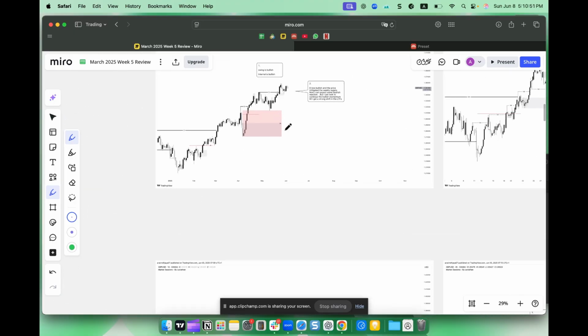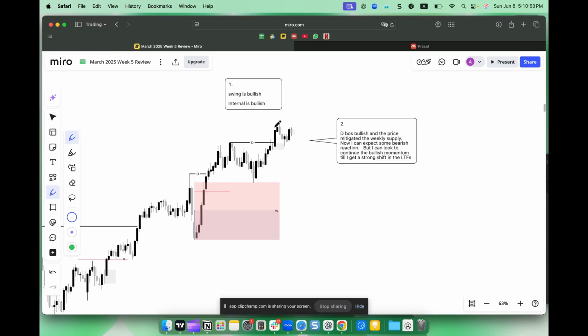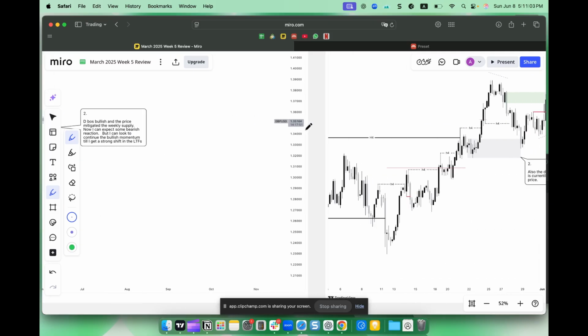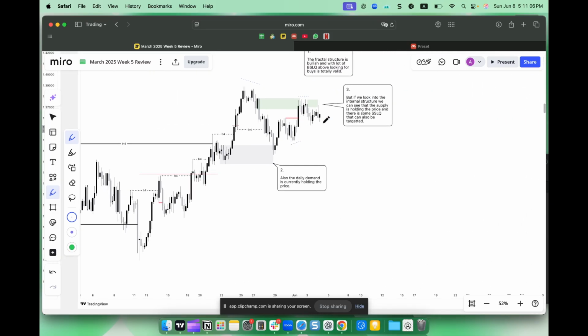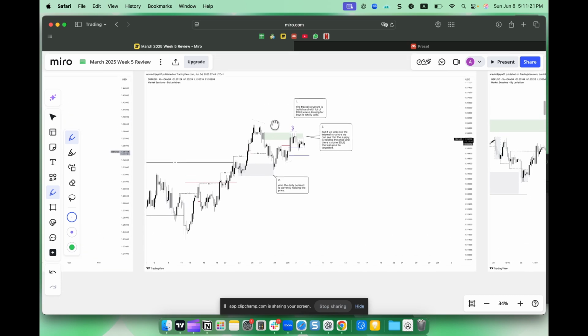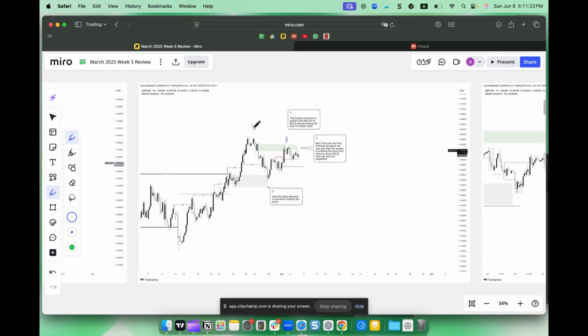So let's jump into June 4. Yeah, from the daily perspective, it's the same. This demand is still holding the price, and this high is weak. And I can look for longs from this area of value to target the weak high. So the target is the same, and again here the price is CHoCH bullish, and this demand is currently holding the price, and there is some equal highs above from the 4-hour perspective, and from the daily perspective we have this equal highs second target.